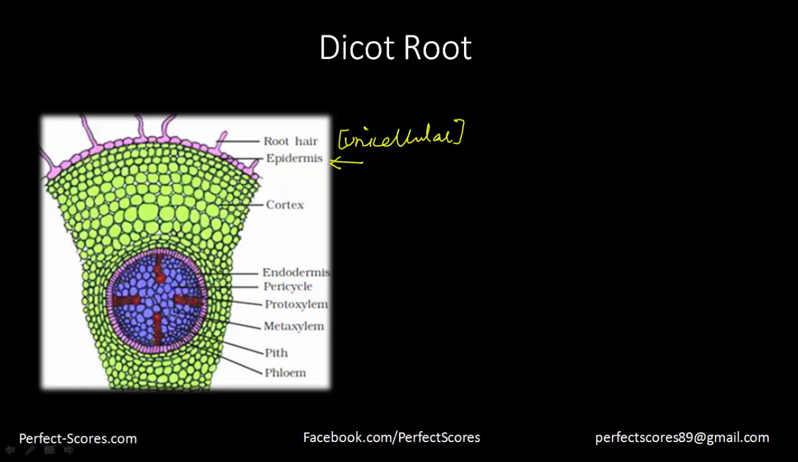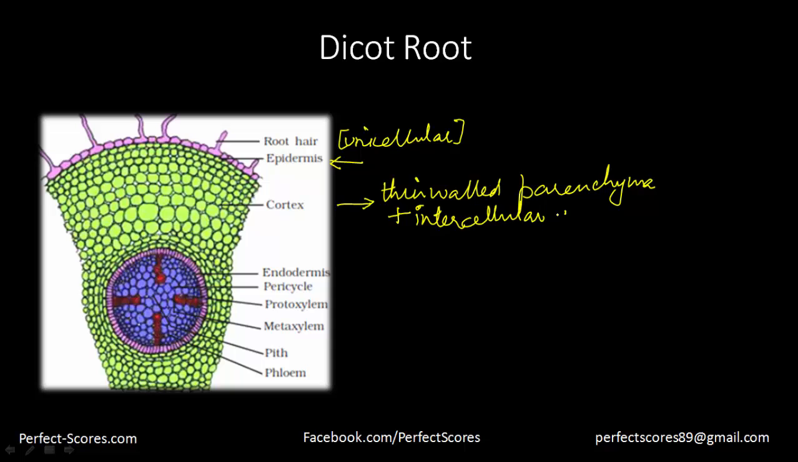Apart from that, you can see the cortex, which is the middle portion. Now the cortex is made up of thin-walled parenchyma, and I suppose you already know what parenchyma is. We've already done that in the previous few videos. As you can also observe, this thin-walled parenchyma has intercellular spaces between the different cells. So that is about the cortex.